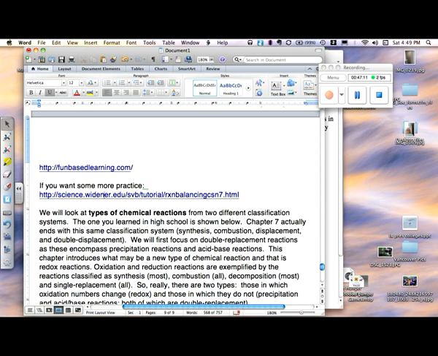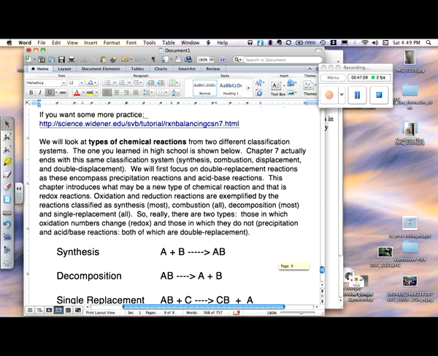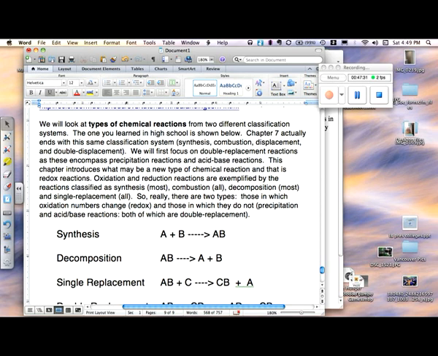All right, we are going to end this lecture by talking about types of chemical reactions. This book and many college level books deviate a little bit from the classification system that you learned in high school. That was the following: synthesis, combustion, displacement, double displacement, and I am missing one, decomposition, in that list. Excuse me, but it's down here. There's nothing wrong with that.